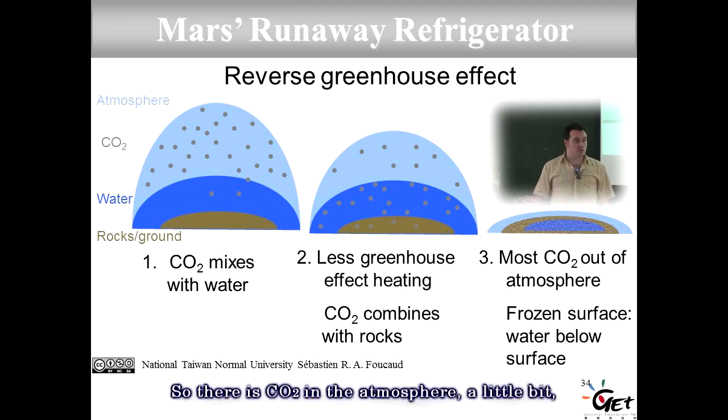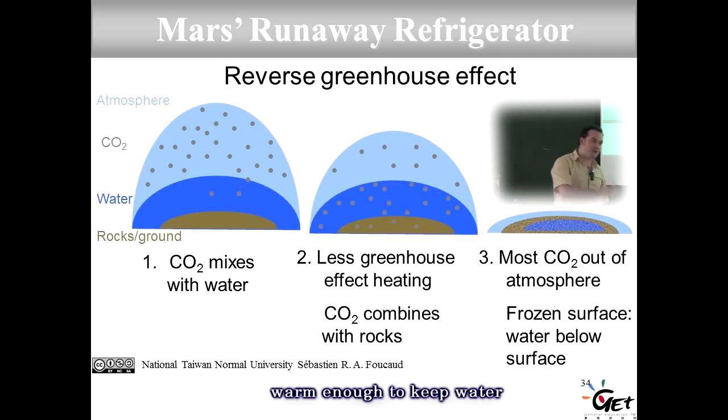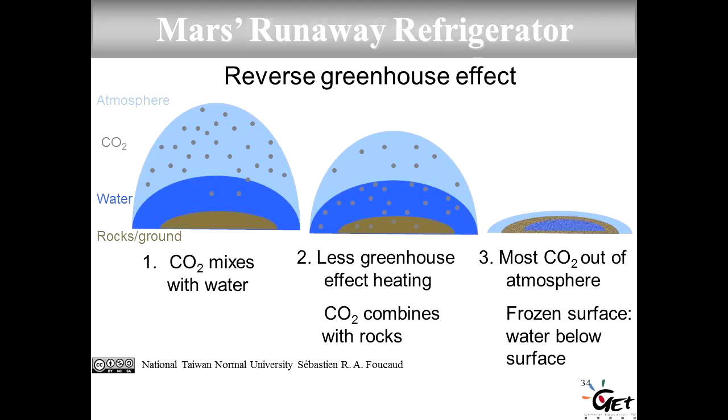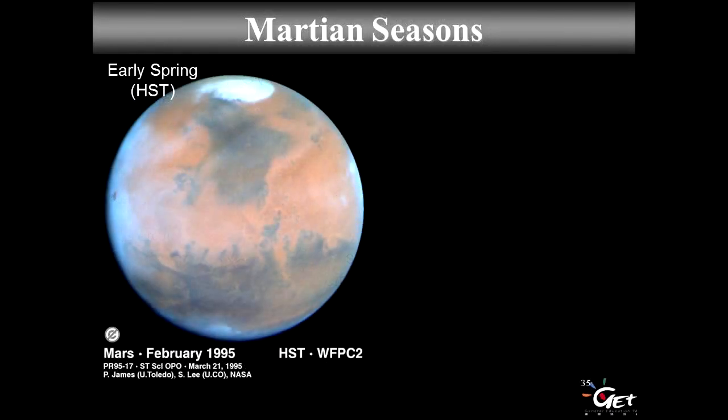So there's CO2 in the atmosphere, a little bit, but not enough to keep the atmosphere warm enough to keep water liquid. So it keeps running. So you have less and less atmosphere because it's too cool. However, you have a very, very thin atmosphere and you have seasons.